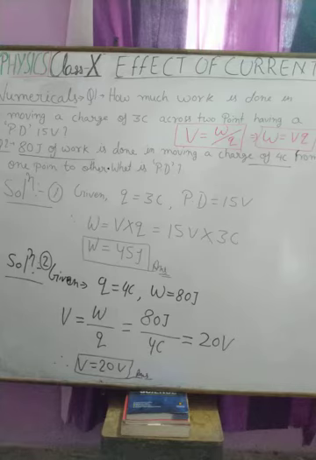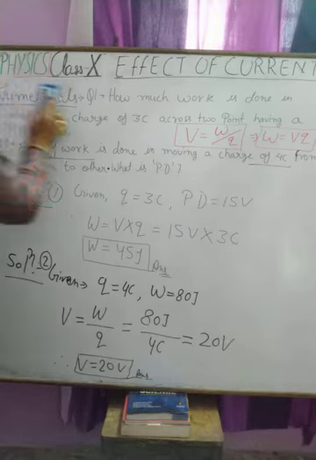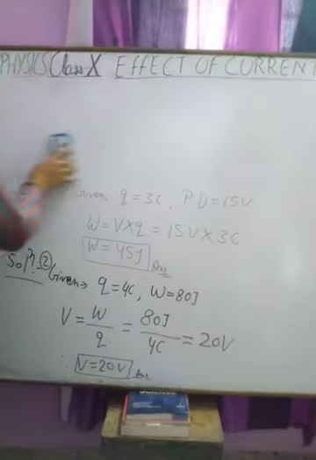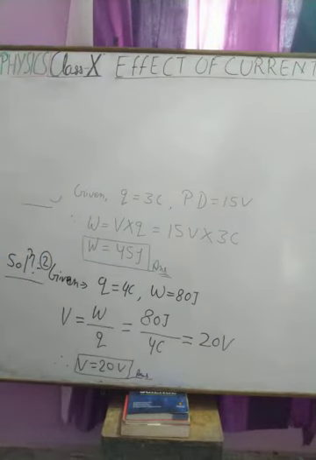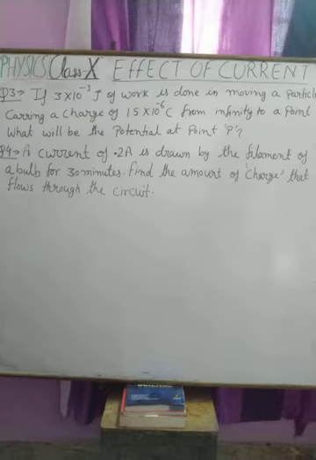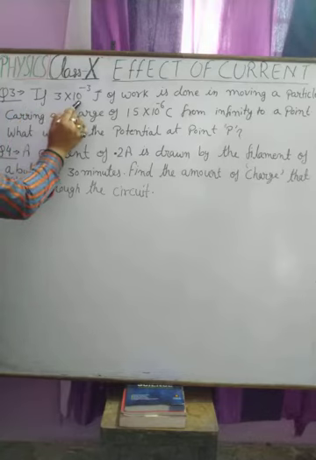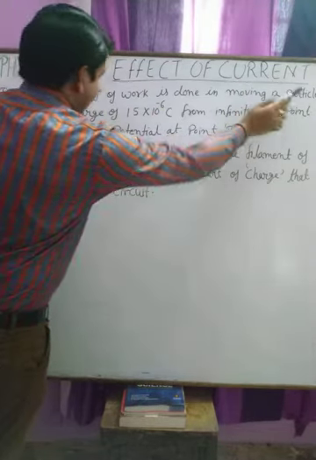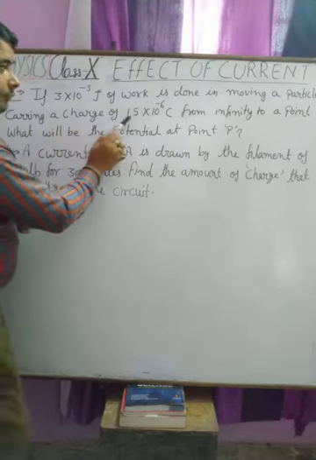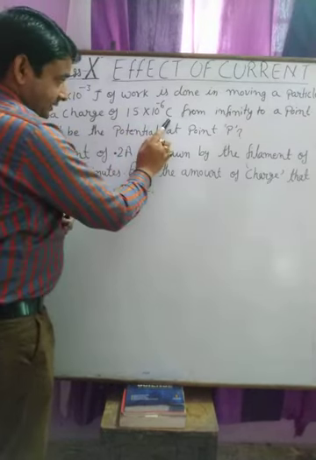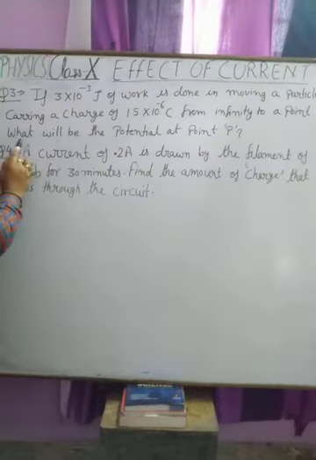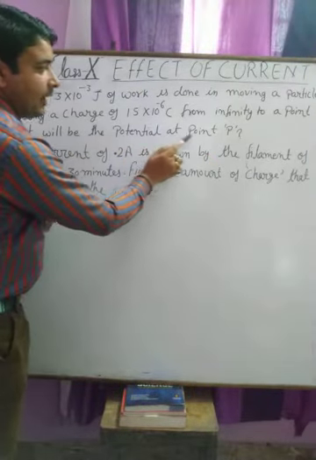Okay, now we go for the other problems. Okay students, we have another two problems, in which the first one is: if 3 into 10 to the power minus 3 joule of work is done in moving a particle carrying a charge of 15 into 10 to the power minus 6 coulomb from infinity to a point, what will be the potential at the point?